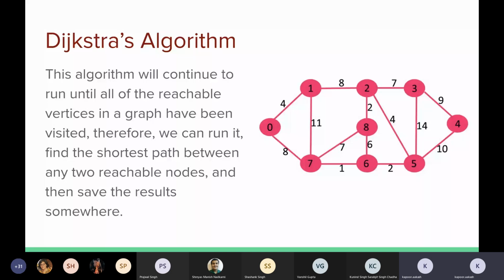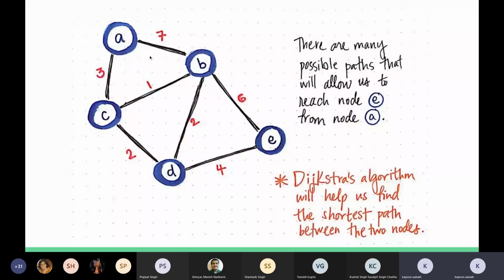Clearly, you can see why a negative number will have a problem. If, let's say, this was -1, then every time you go on this path, you will reduce your distance by 1. So everyone will want to go through this path an infinite number of times, and this algorithm will never converge. So Dijkstra's algorithm can help you find the shortest distance between one node and other nodes.